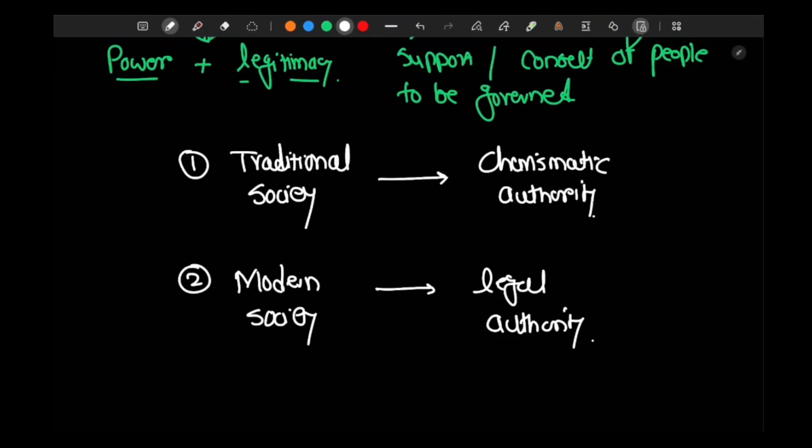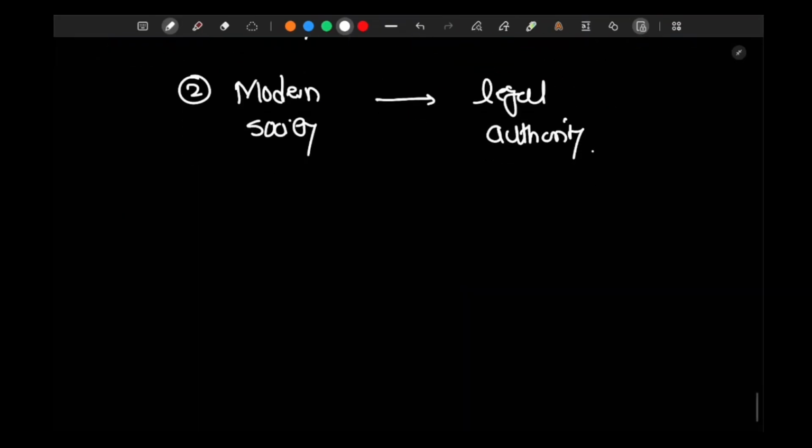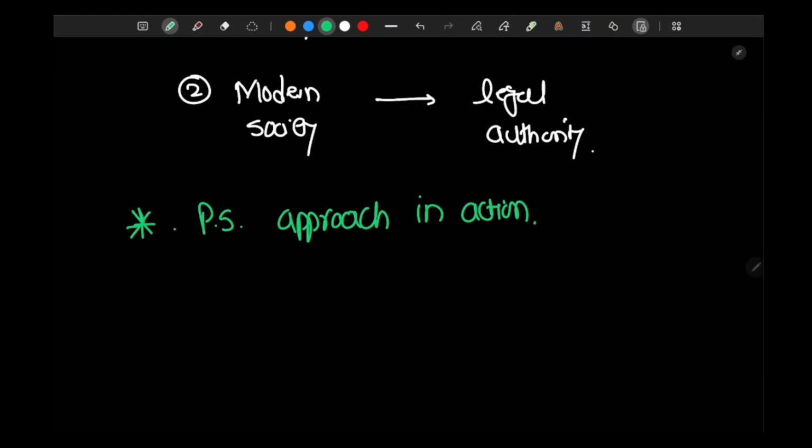This is the political sociology approach in action. Where is the sociology approach of comparative politics used in academics or academia?